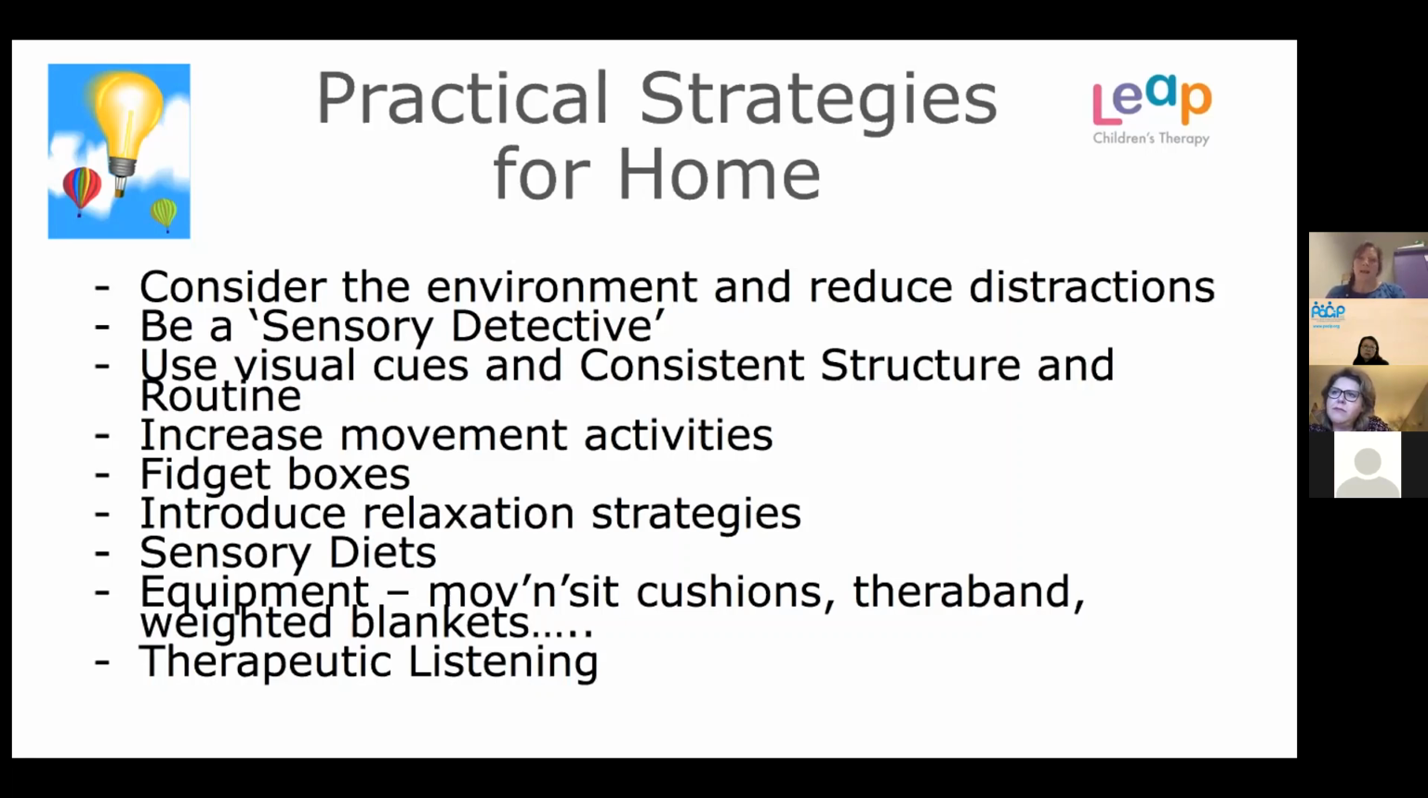So things like using visual cues, having a consistent structure, having a consistent routine. Obviously, they're all sort of things that might be deemed as autism specific, but they're not autism specific, they're sensory specific. So if you know what's going on, what's happening and what's expected of you, then you're going to feel a lot less anxious. And the less anxious you are, the less likely your sensory difficulties are going to cause a problem. So if you're feeling really settled, then your sensory issues are going to be at the lowest, if you see what I mean.